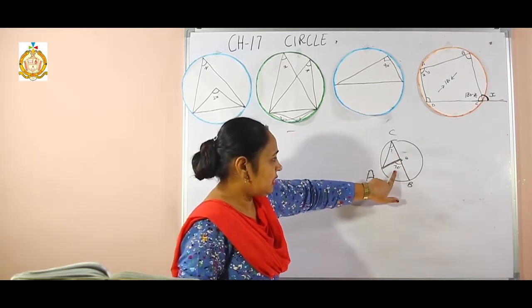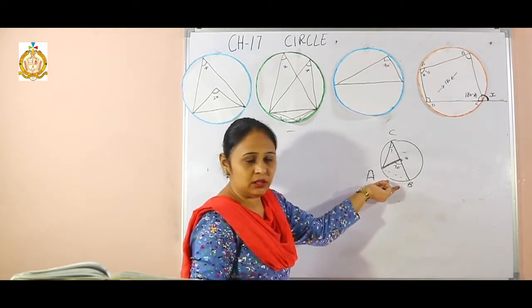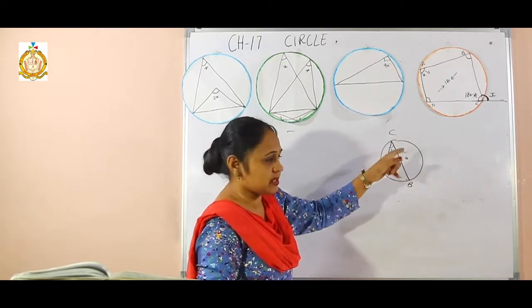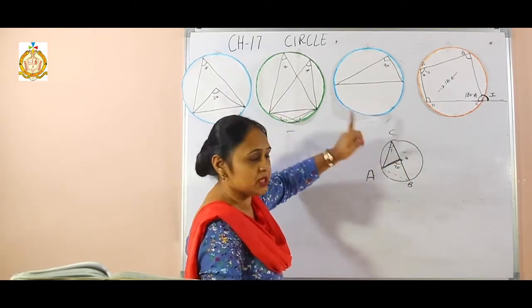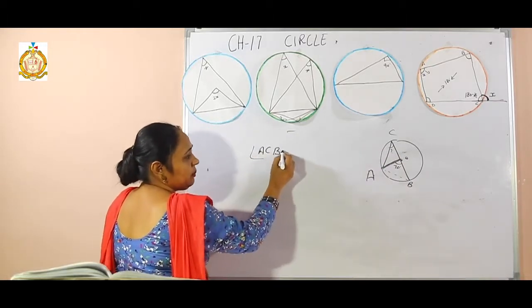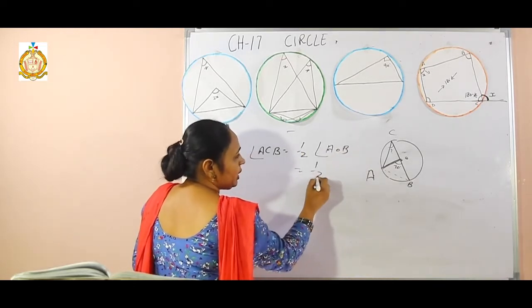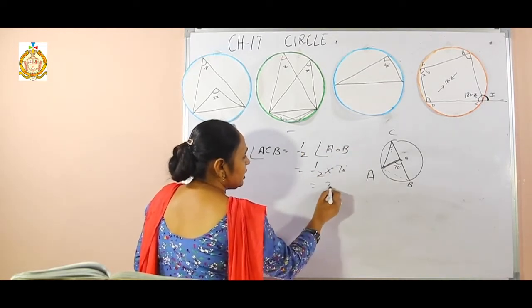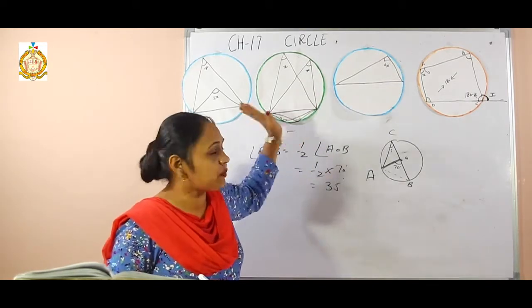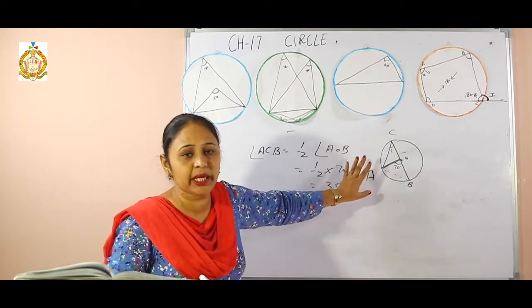Now see, if I join it, I can see AB is the chord, one angle at the center, the other angle on the circumference. Again, this same property. That means angle ACB will be half of angle AOB. It becomes half of 70 degrees. This will be 35 degrees. The first answer will be simple because I know the property. If I know the property, that means I can apply it on any sum.